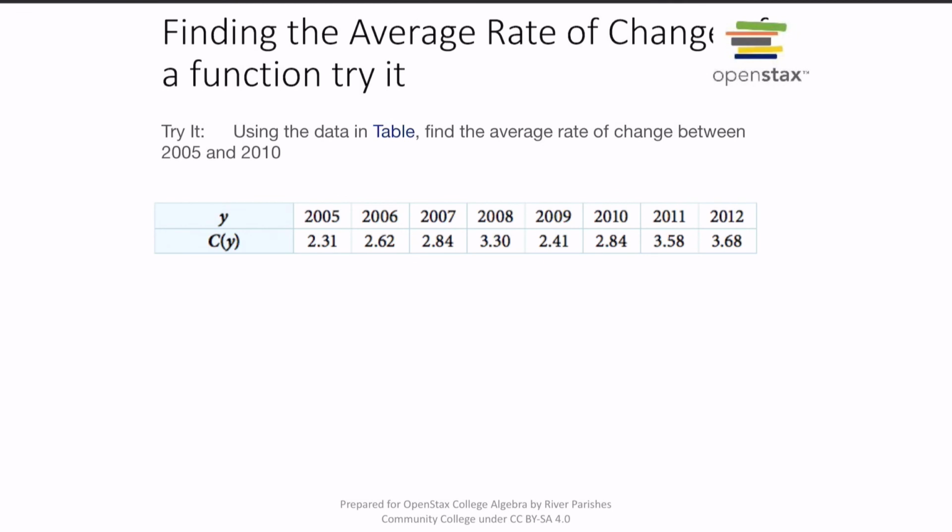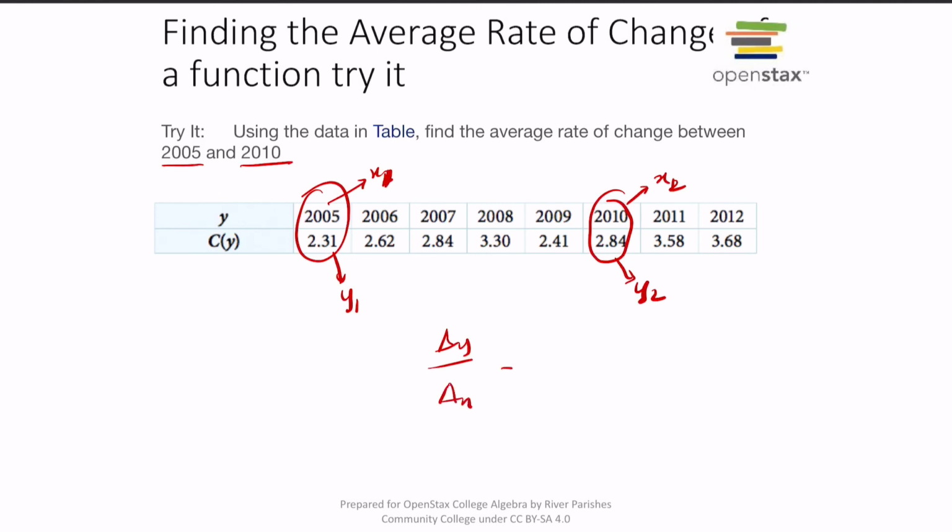Now try this problem. Pause the video right here and try this problem. They're asking us to find the average rate of change between 2005 and 2010. So these are the two values we have to take. This is going to be y2, this is x2, this is y1, and this is x1. Pause the video right here and try to find the value of delta y by delta x, which is y2 minus y1 over x2 minus x1.